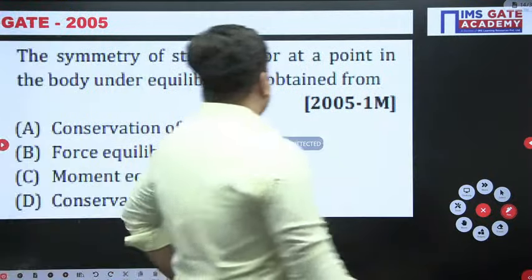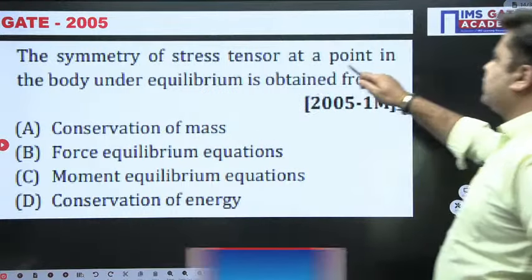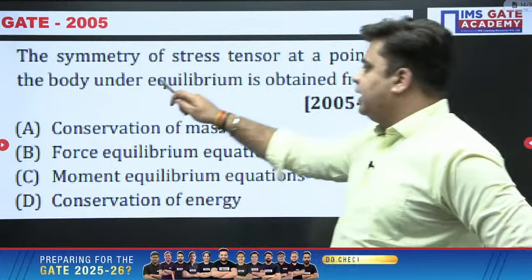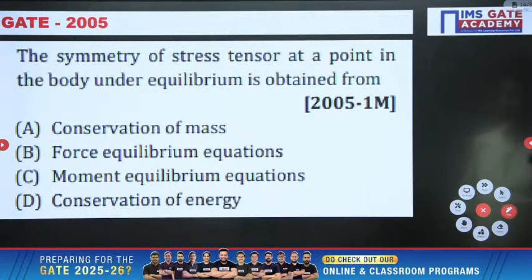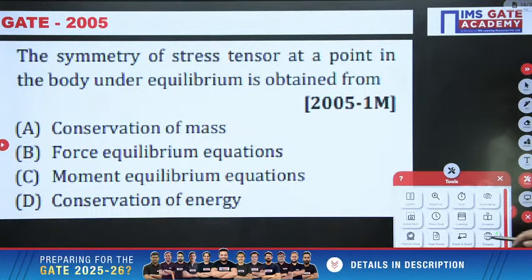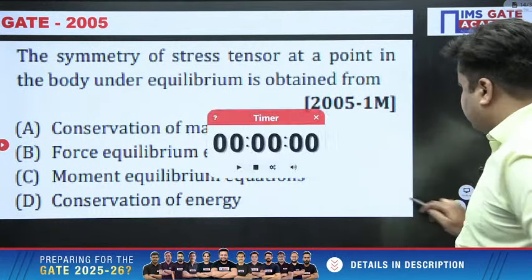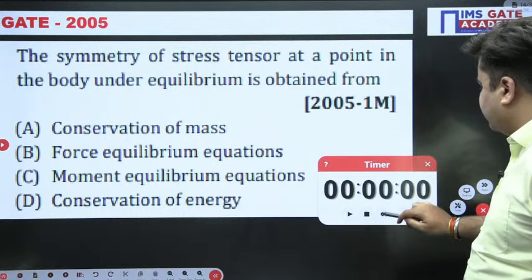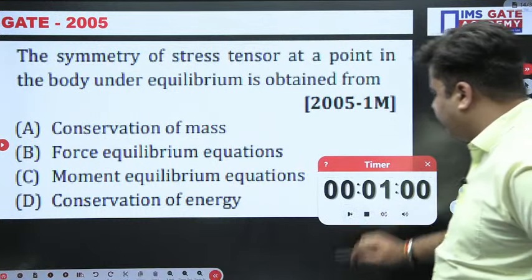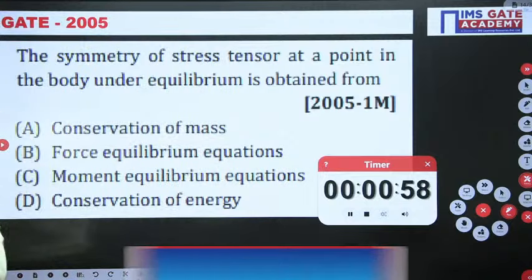Please try this question. The question says: the symmetry of a stress tensor at a point of the body under equilibrium is obtained from what? Just a very easy question. Please go for it. All my classroom students should answer this in just 1 minute, because we have also seen the derivation. All of you just quickly answer this.